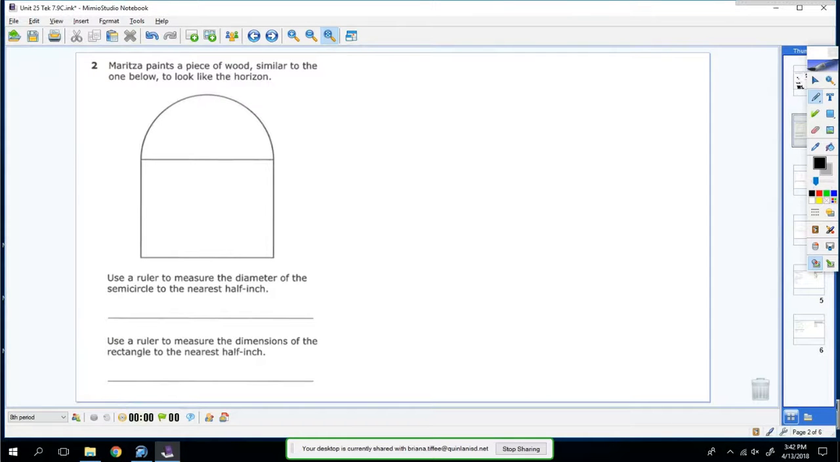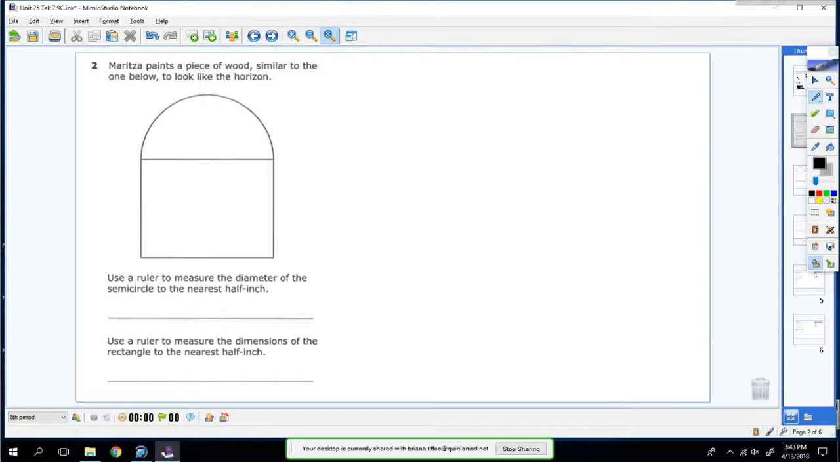So Marty, let's just call her M, paints a piece of wood similar to the one below, to look like the horizon.